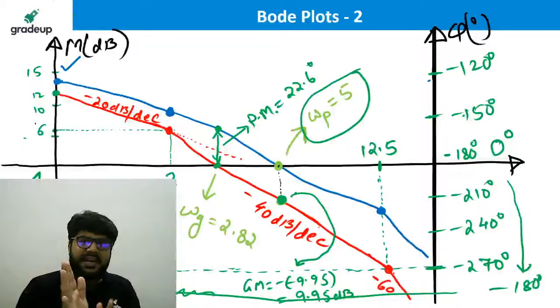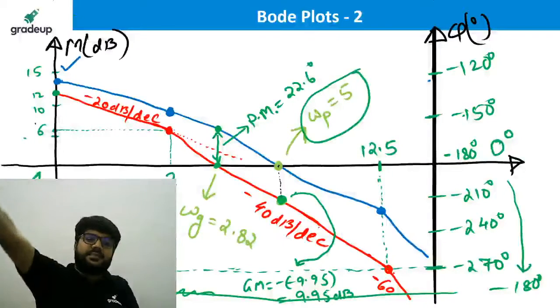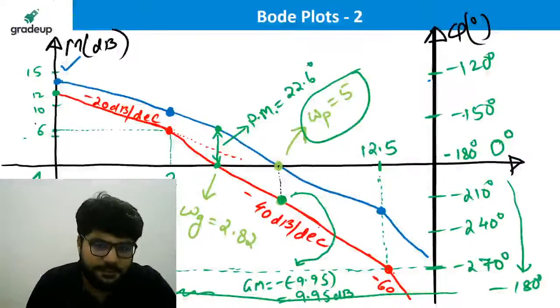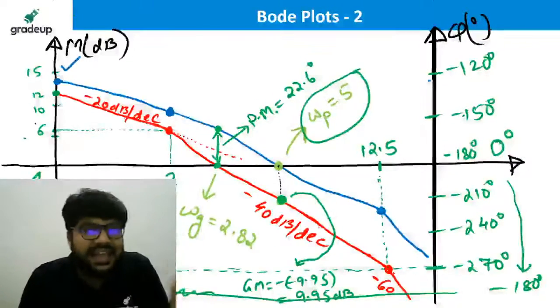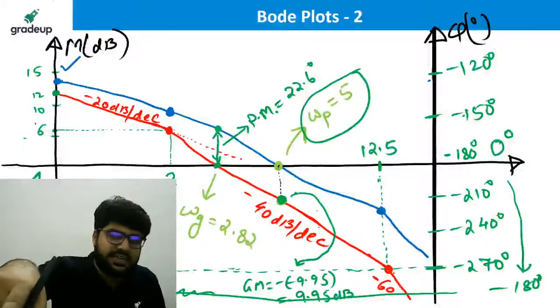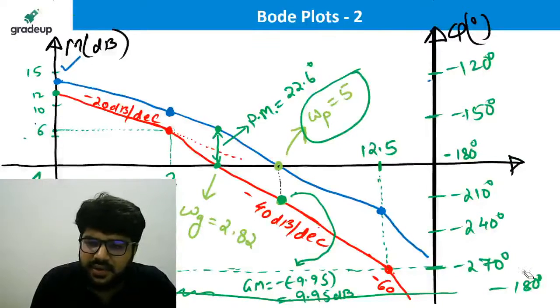This gives a clear idea of who comes first. If omega g comes first, this is stable. If omega g comes second, that is unstable. We know the relations between omega g and omega p for stability. That is why on the x-axis where magnitude is 0, the phase should be minus 180 degree. It should not be 0. That is why we don't take it as 0. I hope the reason is clear.